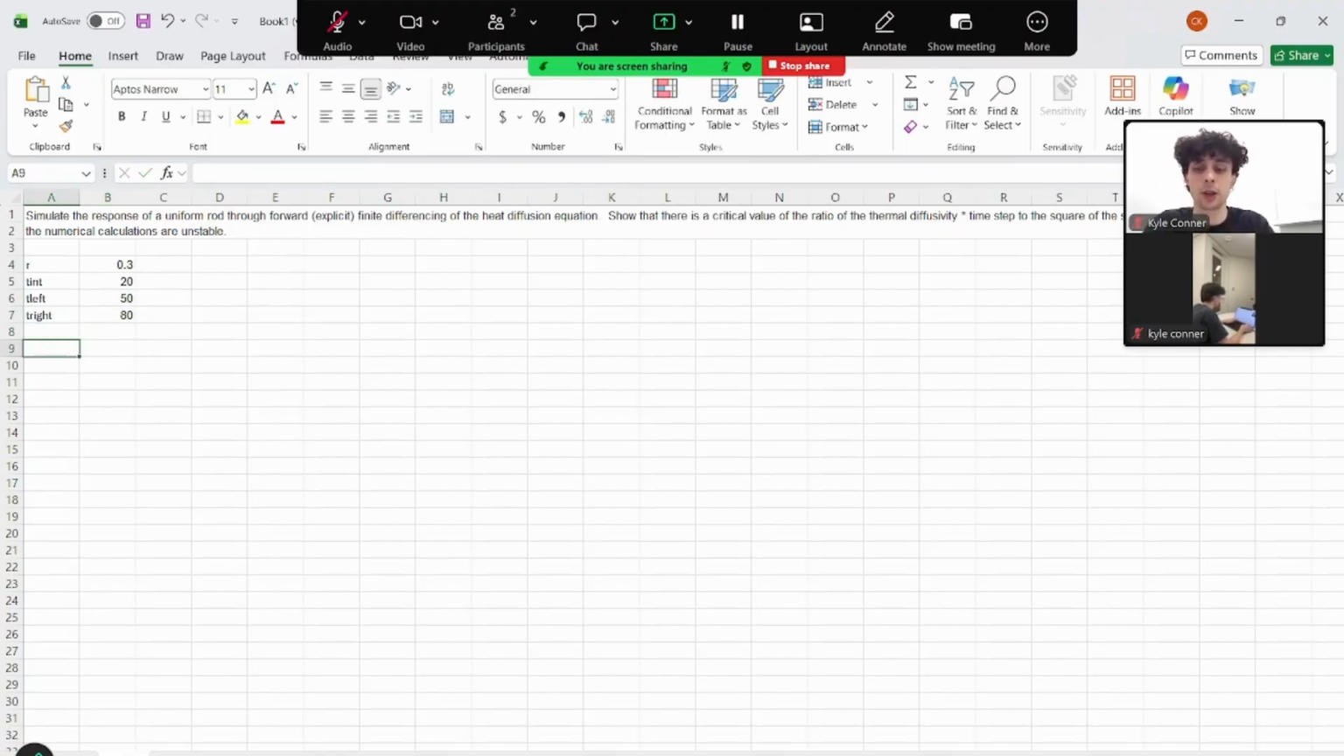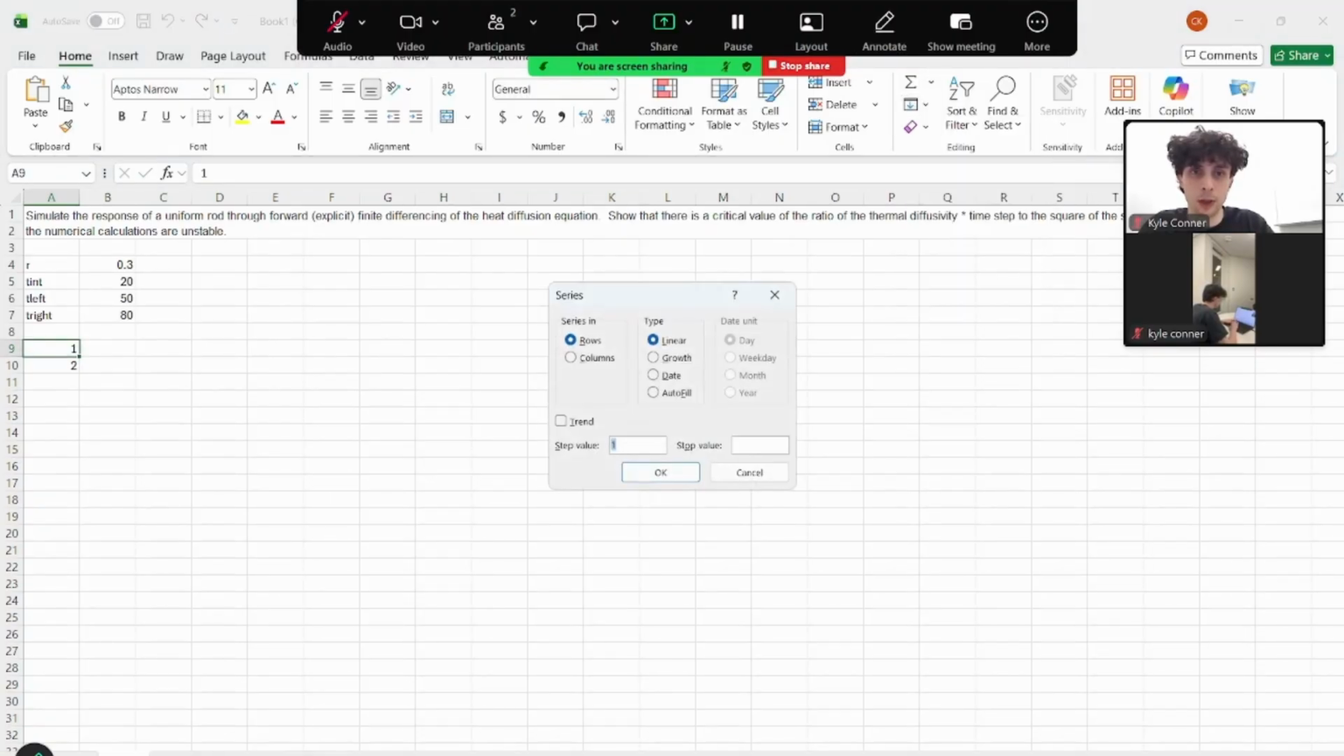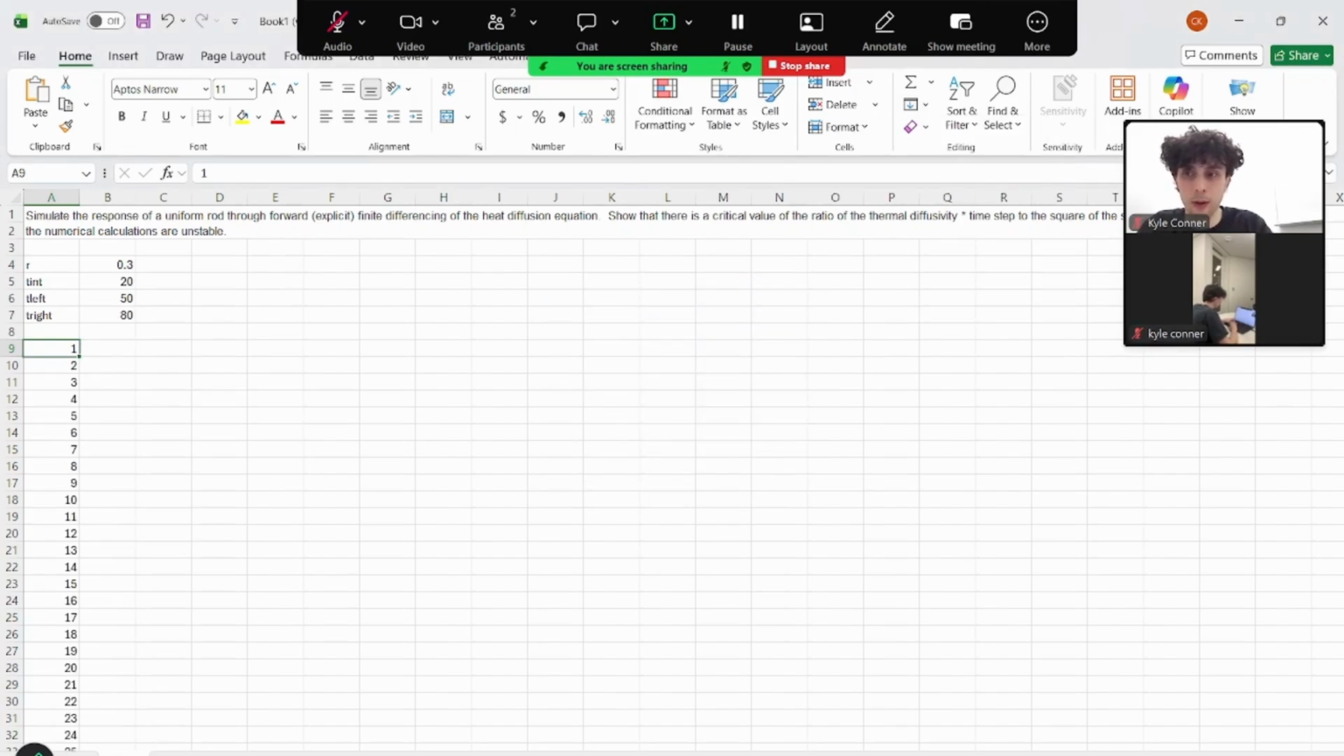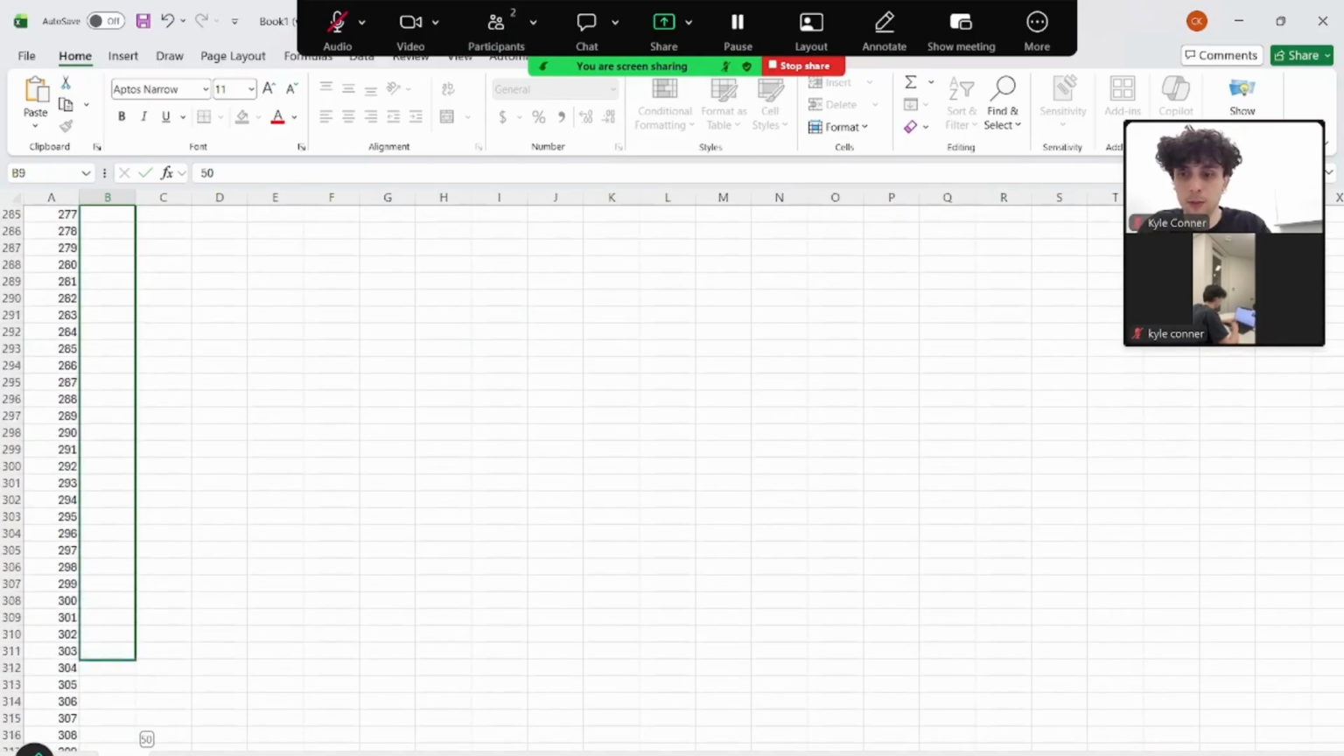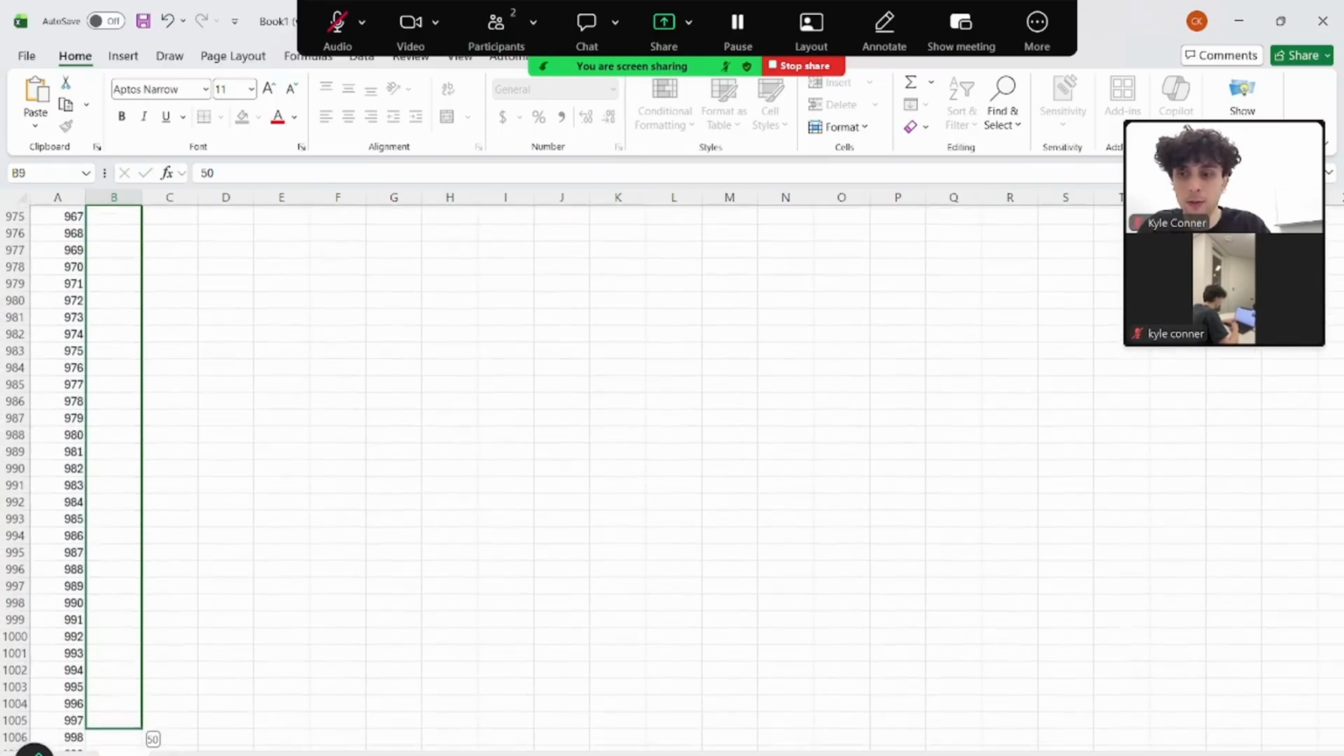First thing we want to do is set up a counter right here. We'll make that a series, so it goes all the way down. We've got it going all the way down to 1,000. Now we have our temperature to the left, which is 50 degrees, and this will go all the way down to that 1,000 value.